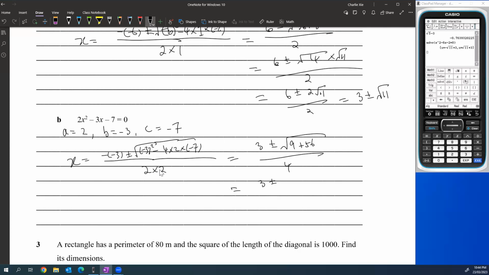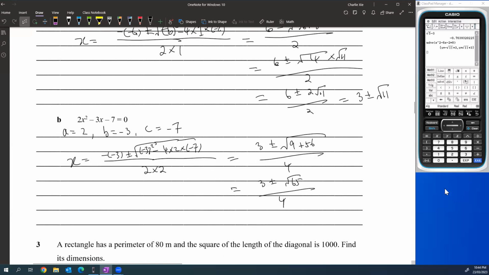Let's keep going. 3 plus minus square root of 9 plus 56 would be 65. Square root of 65 over 4. Can I simplify square root of 65? 65 can be factorized as 5 times 13, and they're both prime numbers, so we cannot simplify it.